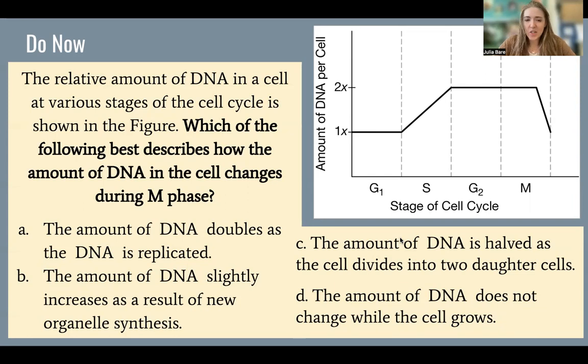All right, so this question is asking about the amount of DNA during M phase and how that amount of DNA changes. The correct answer for this question was C. During M phase, the amount of DNA is halved as the cell divides into two daughter cells. So if you didn't understand this question or you didn't get that answer, I encourage you to go back and review mitosis and the cell cycle. But if you got that right, then you should be free to move on. And so we're going to talk today about how this process of the cell cycle is regulated.